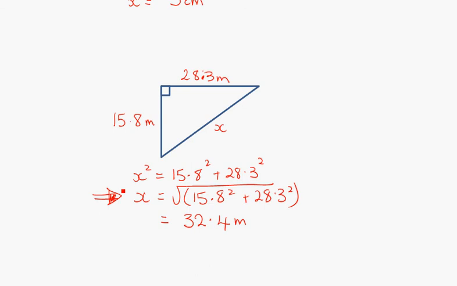It's okay to actually write your Pythagoras equation just from there. Make sure that you round it to 1 dp because it's 1 dp in the question, and put your units.